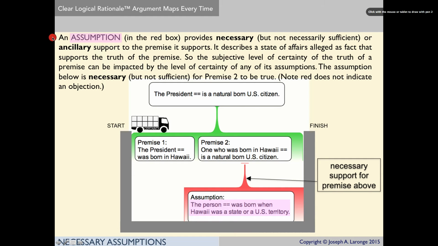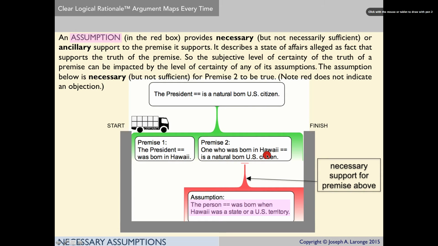So here, an assumption provides necessary, not necessarily sufficient, but necessary. It can provide either necessary or ancillary support to the premise it supports. So you can see it's like in a bridge, it's underneath. So it supports the linked premise above it. And so an assumption describes a state of affairs alleged as fact that supports the truth of the linked premise that's above it. So the subjective level of certainty of the truth of a premise, how much somebody believes, for example, this is true. Well, it's probably true, or possibly true, or absolutely true.